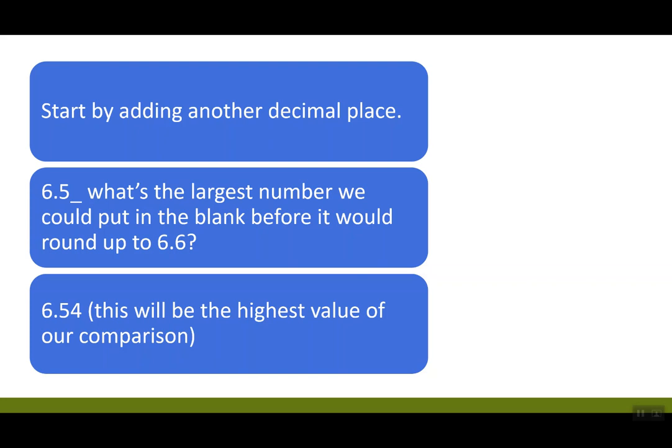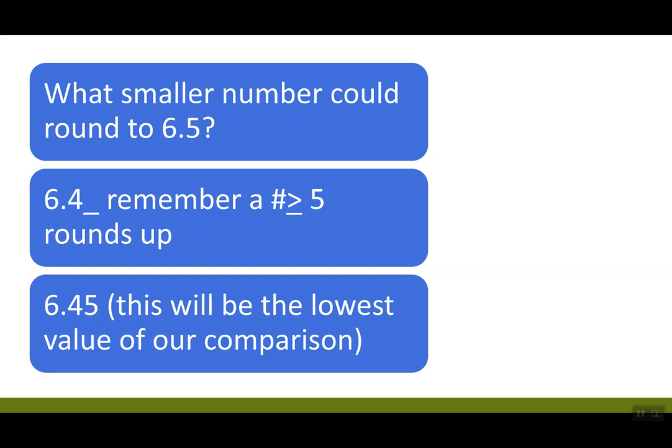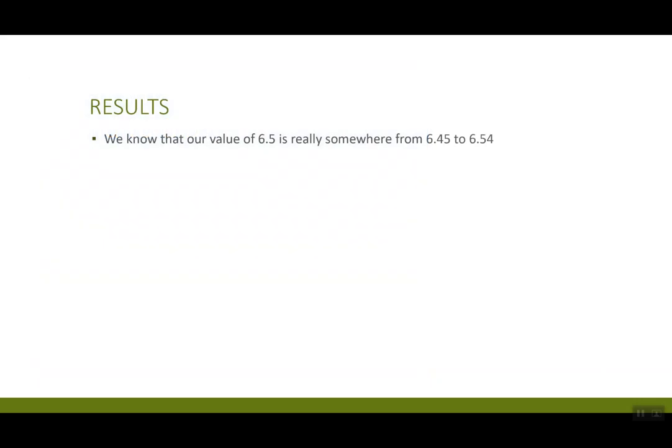Let's think the other way: could I have walked less than 6.5 miles, but it rounded my number up? So again, I'm going to do another decimal place, but this time I'm thinking it rounded up, so let's go smaller. So think if I had 6.4, and I'm thinking anything greater than or equal to 5 would have gone up. So I could have walked 6.45 miles, but then it would have still shown on my fitness watch as 6.5. So I might have walked less. I might have walked as little as 6.45 miles, or as much as 6.54 miles, but somewhere in between there is what I walked that day.